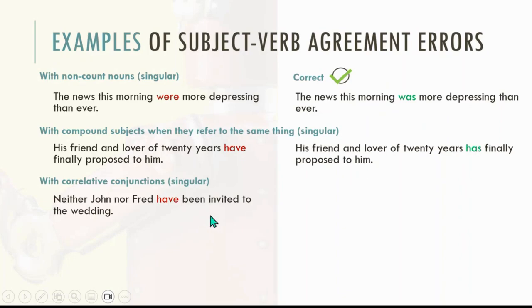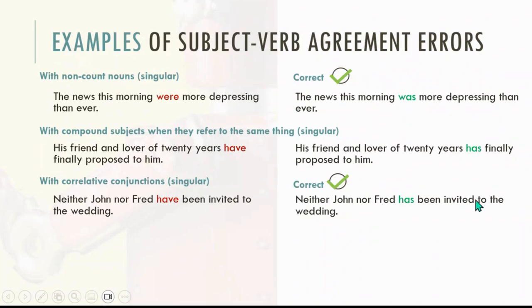With correlative conjunctions, neither John nor Fred have been invited to the wedding. So we've got two people there. But the conjunction in the middle actually makes it singular. Neither John nor Fred has been invited to the wedding. If it said, John and Fred have not been invited to the wedding, that would be different as well. But this is talking about each of them separately, neither of them. And that's one at a time.